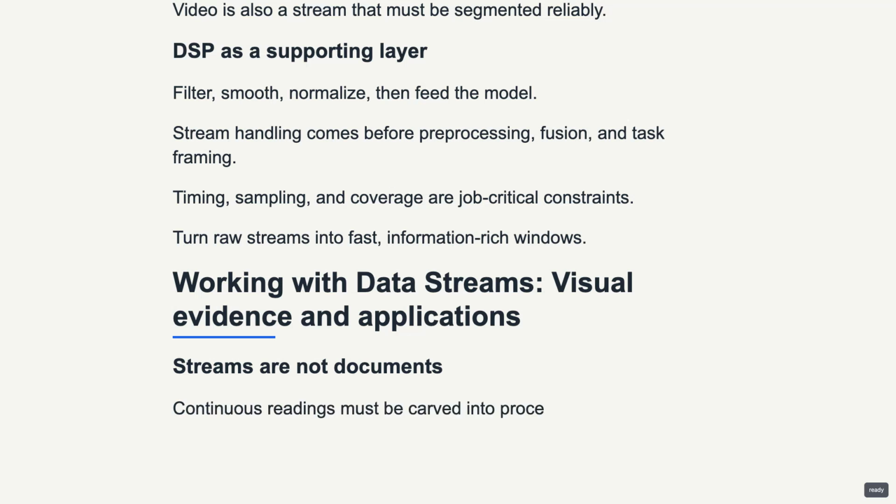Edge devices have to deal with signals that never stop: temperature, vibration, audio, video, and more. Since they cannot hold or inspect everything forever, they need a way to break that flow into pieces a model can process reliably.